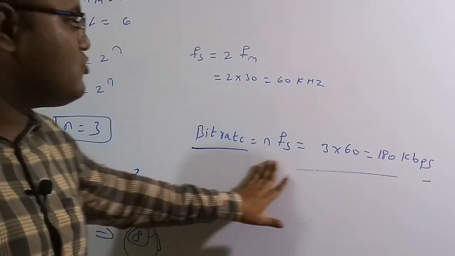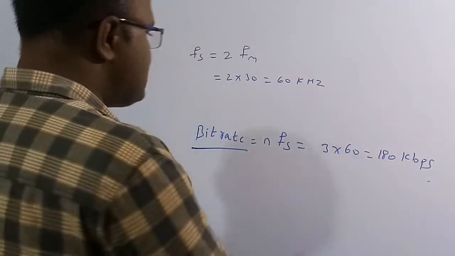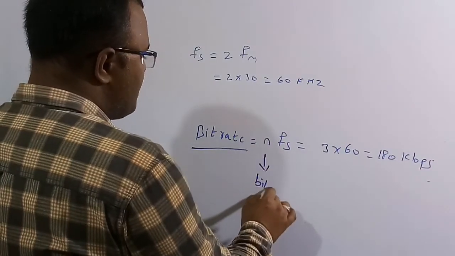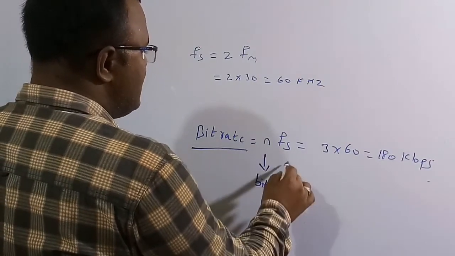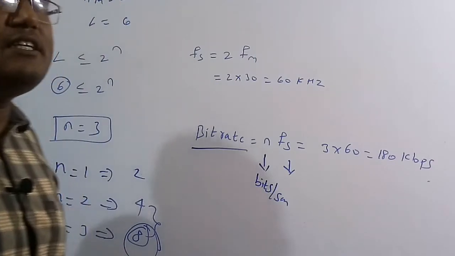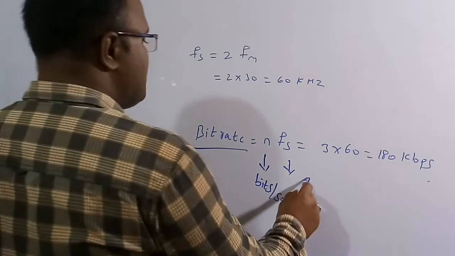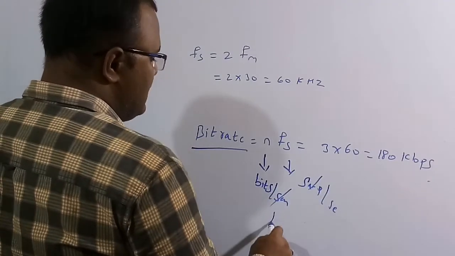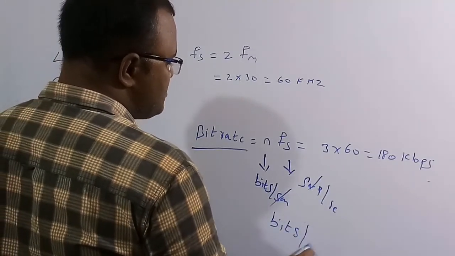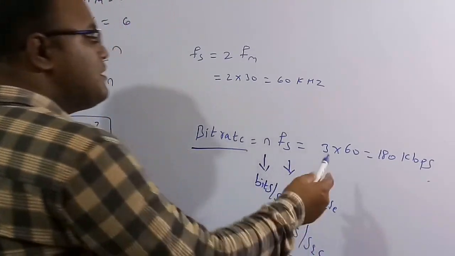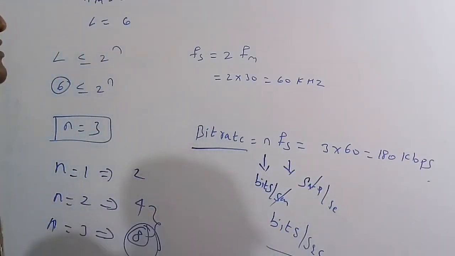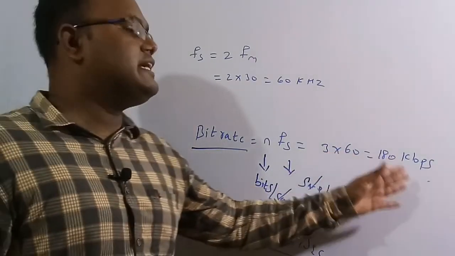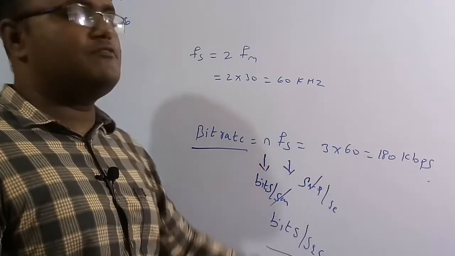So therefore we can conclude that here the unit of n is nothing but number of bits per sample, and also here fs is called the sampling frequency. The unit of sampling frequency is number of samples per second. So if both get cancelled, therefore the unit of the bit rate is number of bits per second. So therefore these many bits are being passed in 1 second, which is 180 kbps. So this is the correct solution of this question.